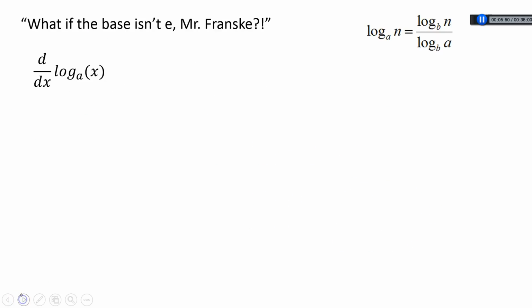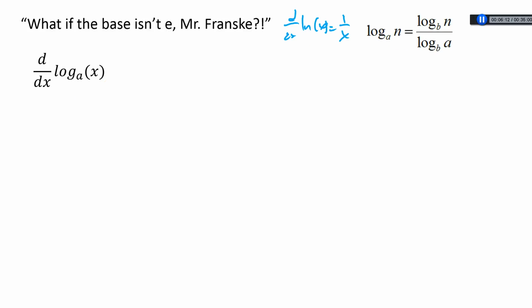All right, so now, of course, you're going to ask me again, what if the base is not e, Mr. Fransky? Because natural log is all we've done, right? The derivative of natural log of x is 1 over x. But now, what if we have different things, like log base a? So what if a is something other than e? We're going to use our change of base formula to be able to figure this out.